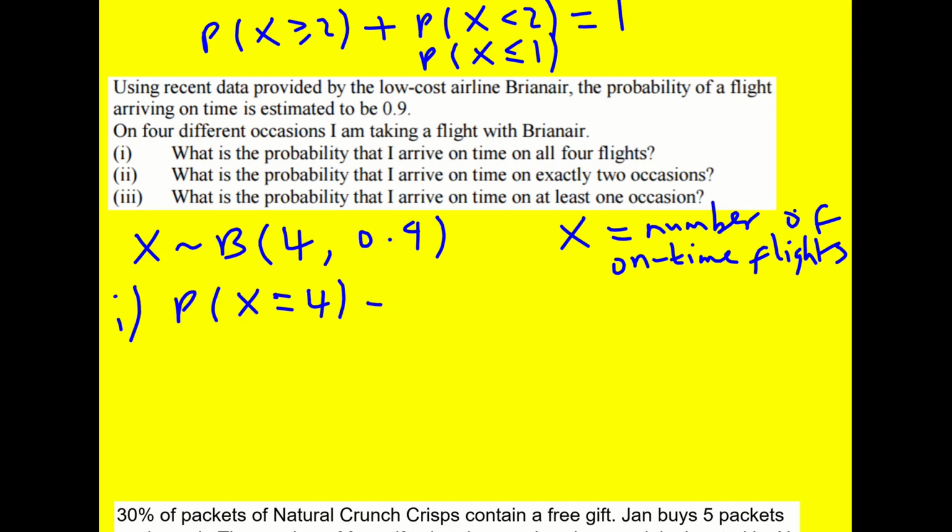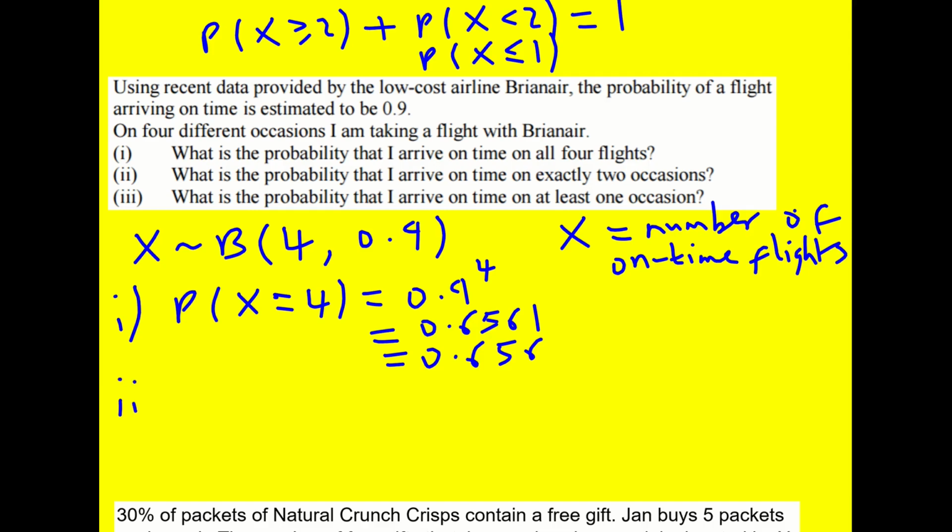And you can use your class whiz for this. Actually, we could just do the 0.9 to the power 4, because there's only one way that I can have success, success, success, success. And in fact, that's equal to 0.6561. Don't forget, though, that this is a model, this is an estimate, so I should still round it to 3 significant figures.